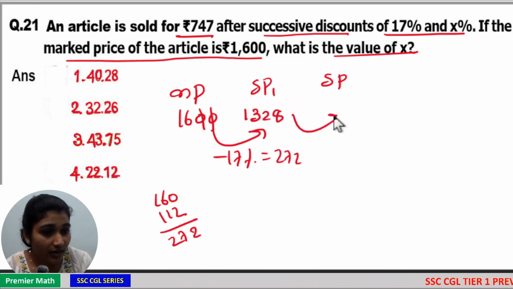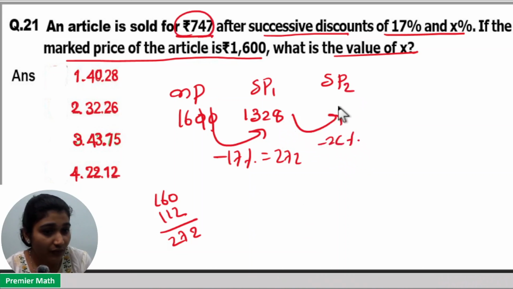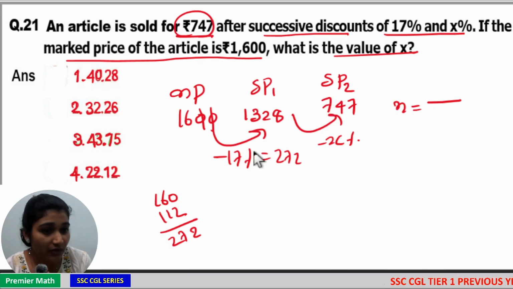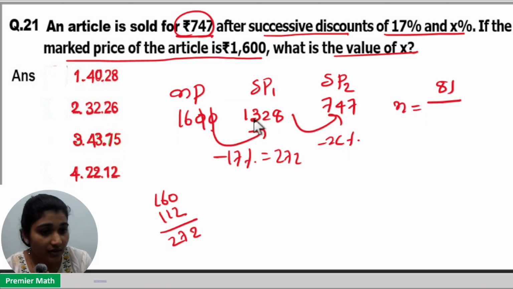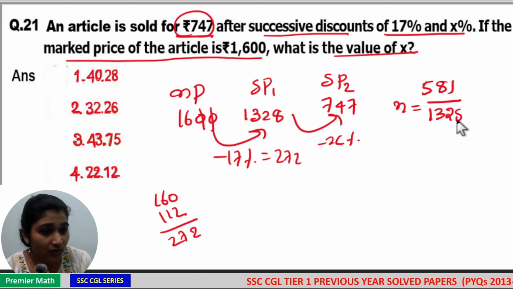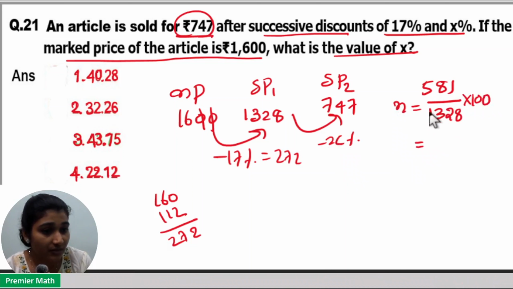Now again X percentage of discount is given on this 1328. After this discount, final selling price becomes 747. So to find X, take the discount between SP1 and SP2, that is the difference between SP1 and SP2, which is equal to 8 minus 7 is 1, 12 minus 4 is 8, and here 12 minus 7 is 5. So 581 is the discount on this 1328. Then 581 out of 1328, if you convert it into percentage, that is X percentage, the discount.